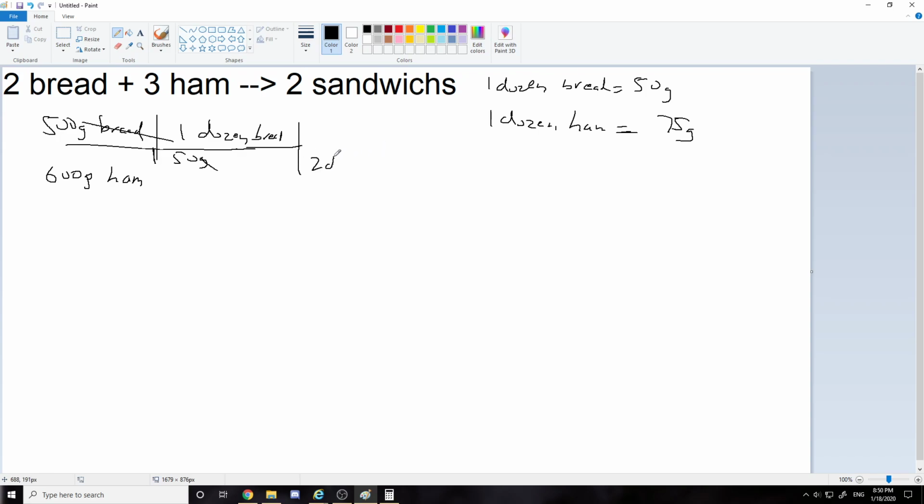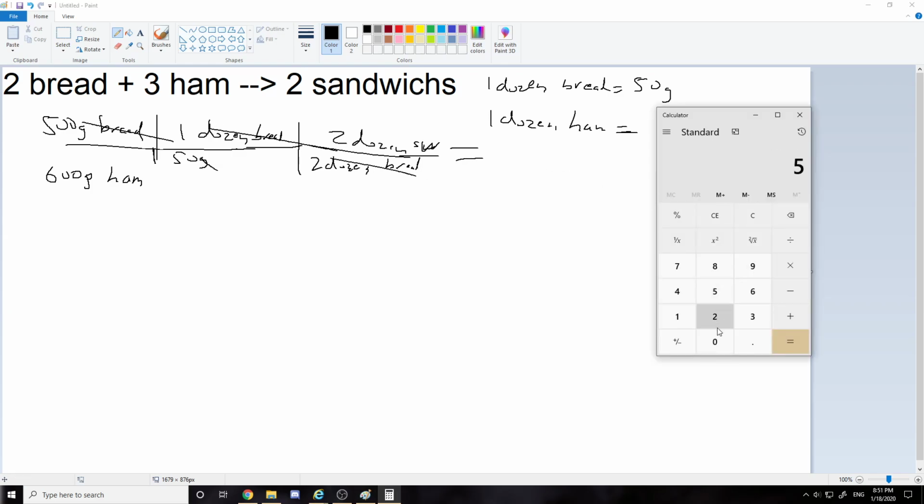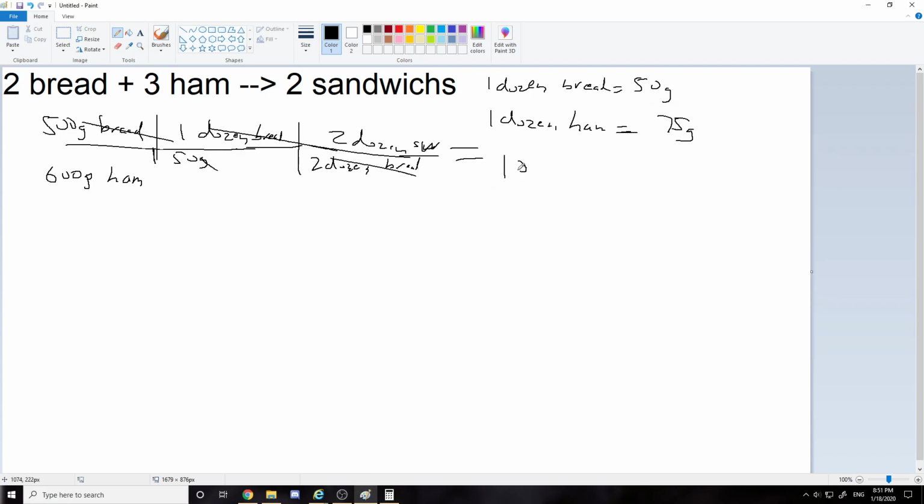Because we know for every 2 dozen bread, we get 2 dozen sandwiches. Right? So from this, we can find out, hey, from 500 grams of bread, we can make, so 500 divided by 50 times 2 divided by 2. You can make 10 dozen sandwiches from our supply of bread.